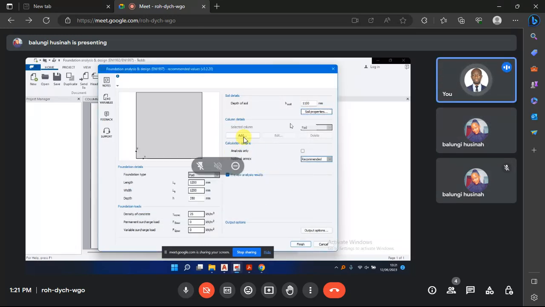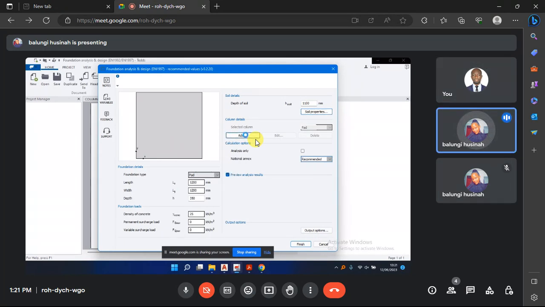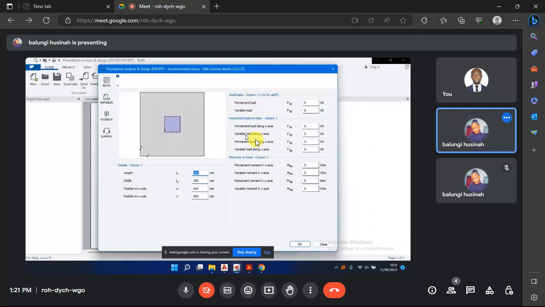So you have to add the column and the loads that you had estimated. So we have the permanent load. You told me you had already divided it down.